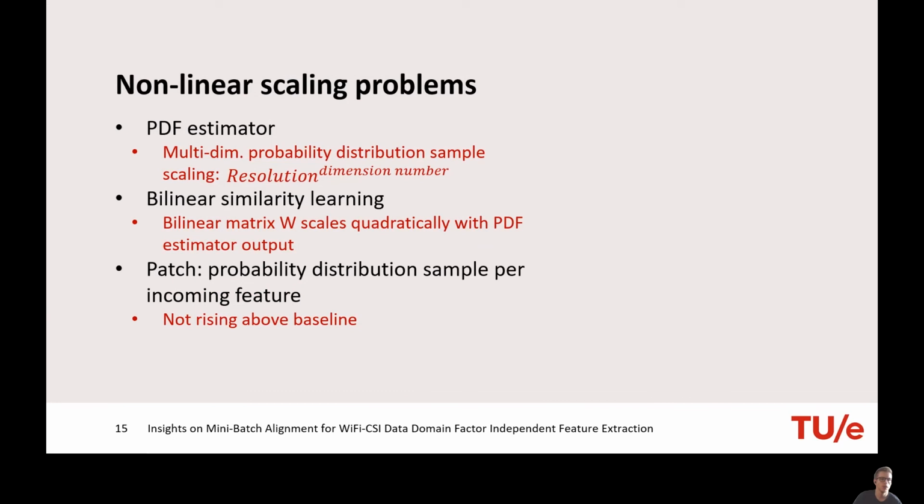And lastly, we also noticed that there is a lot of nonlinear scaling. A patch was to learn univariate probability density functions per feature instead of using multidimensional probability distributions. However, as already seen, this did not bring any improvement regarding the baseline.